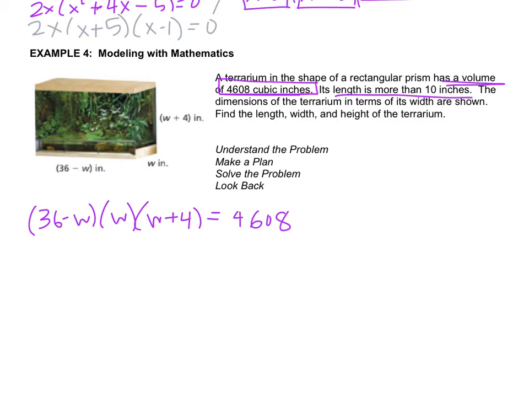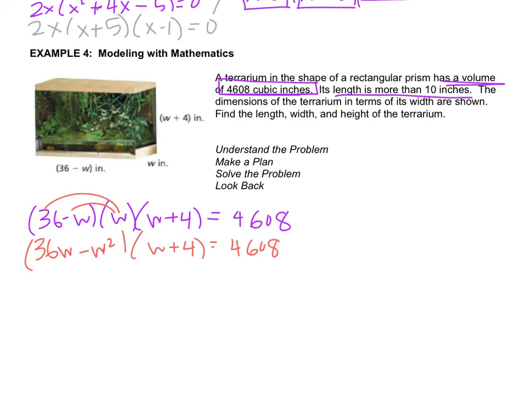So I'm going to take my idea, and I'm going to distribute what I have. And just like with numbers, you're only multiplying 2 at a time. So really what I want to do is take this and multiply these 2 pieces, and then I'll worry about w plus 4 later. So when I multiply by w, I get 36w minus w squared. And now I'm going to multiply that by w plus 4.